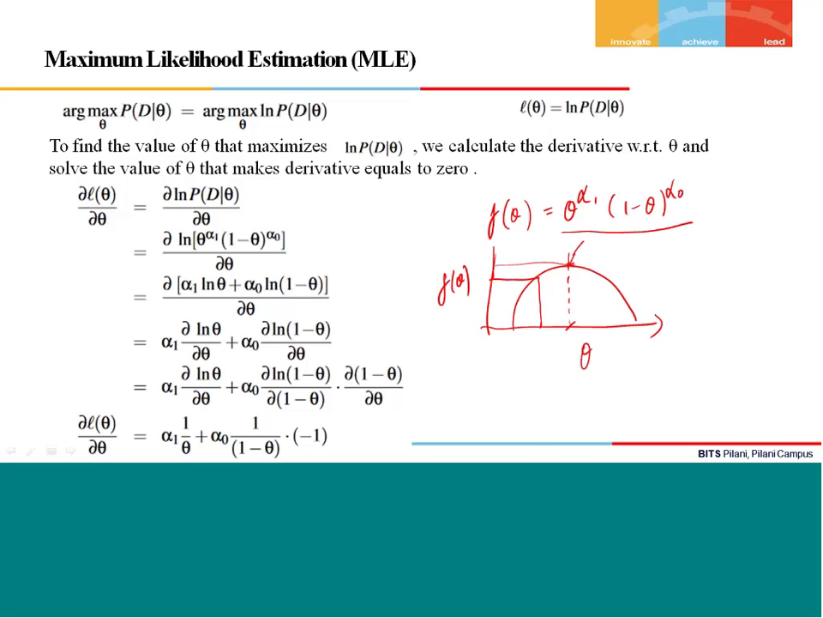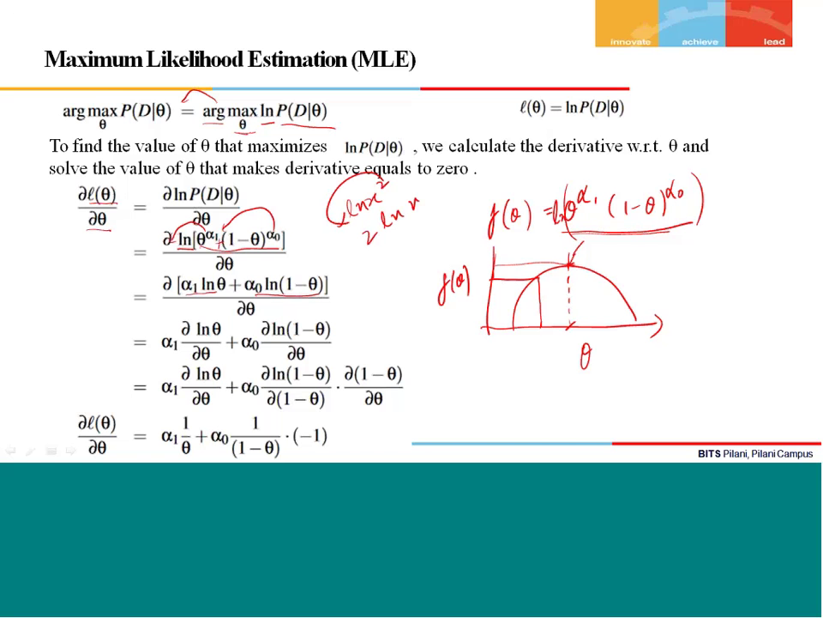But rather than taking the derivative directly, I am first taking the log of this function. If I take the log of this function, I can write ln of the likelihood, probability of D given theta, and then I'm finding out what is that value of theta which is maximizing this function. I'm differentiating my log likelihood function with respect to theta. When I expand the log, you know that the log of x squared will be 2 ln x. This 2 goes here, right? Likewise, this alpha 1 comes here and alpha 0 will come here, and log will convert the product into addition. So that's how these terms get expanded.